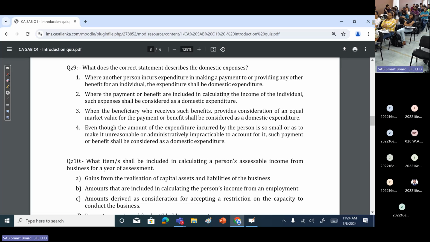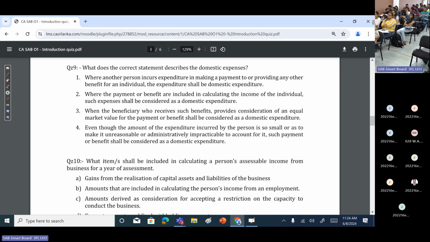The first statement says, where another person incurs expenditure in making a payment or providing any other benefit for an individual, the expenditure shall be domestic expenditure. Yes, that is correct. Where the payment or benefit is included in calculating the income of the individual, such expenses shall be considered as domestic expenditure. So that is not considered a domestic expenditure.